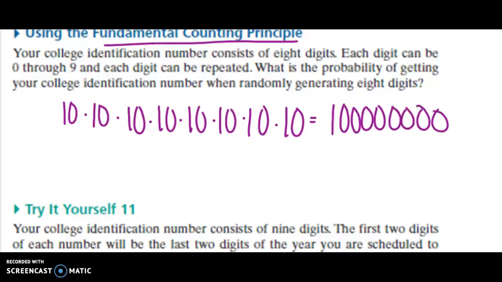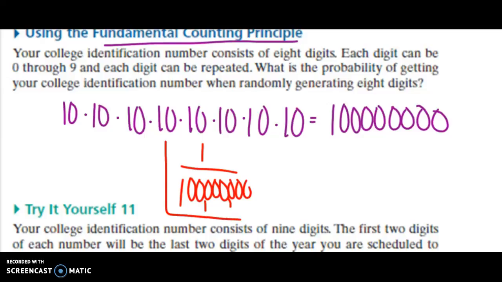Now, how many college identification numbers do you have? Only 1. So your chance of getting that is 1 out of 100 million. Not very good odds. If you put that as a decimal, it would be super small.